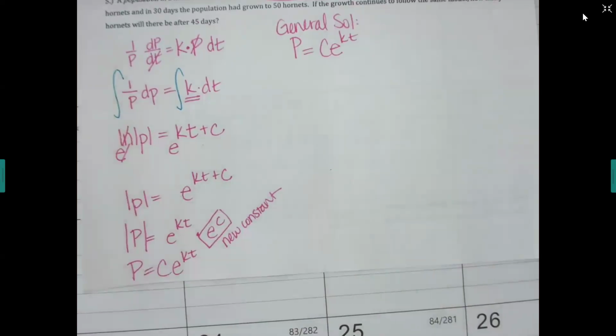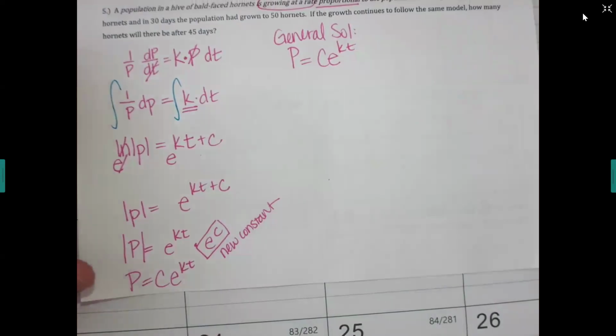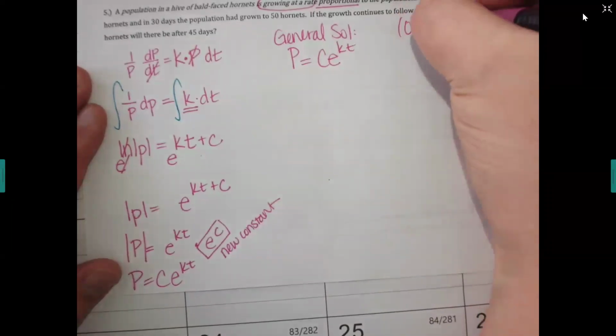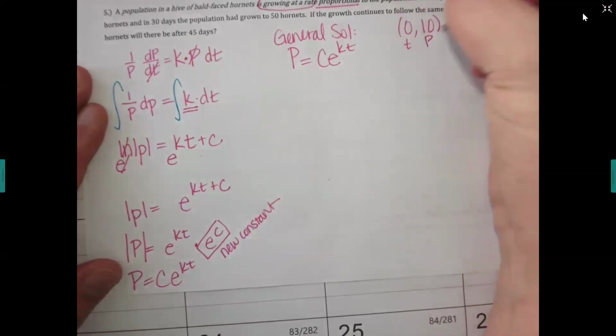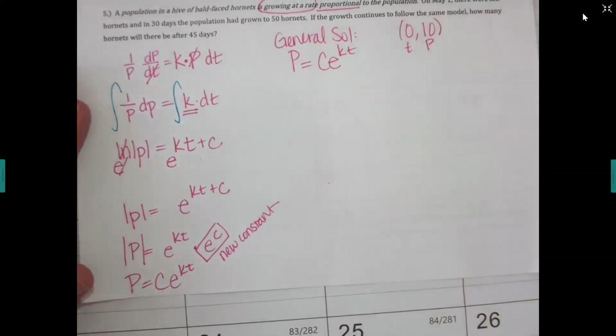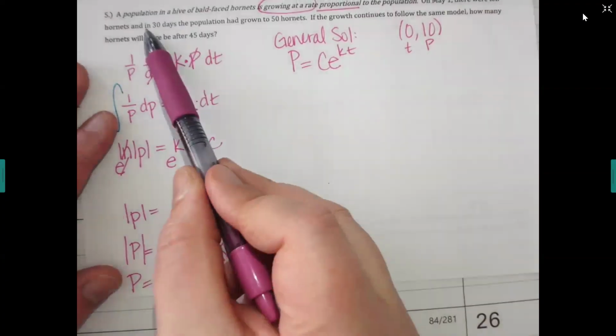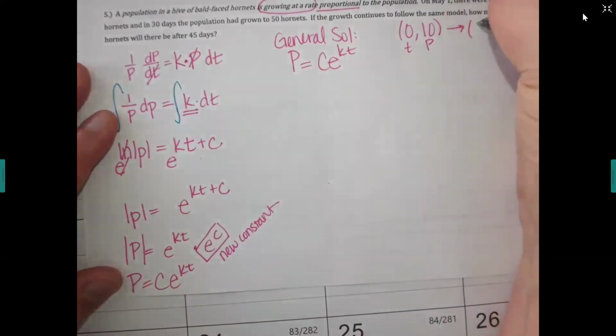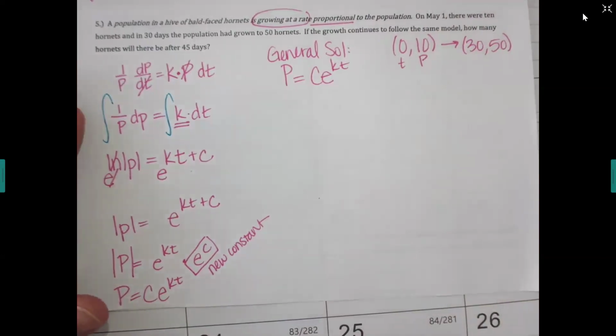All right, now let's read the particulars so that we can find our missing constants. So it says on May 1st, there were 10 hornets. So we'll say at the beginning, there were 10 hornets. So time, comma, population. Okay, then it says in 30 days, how many hornets were there? So that'd be 30, comma, 50. Okay, and we're going to use those two ordered pairs to solve for the two missing constants. We're missing the C and the k.